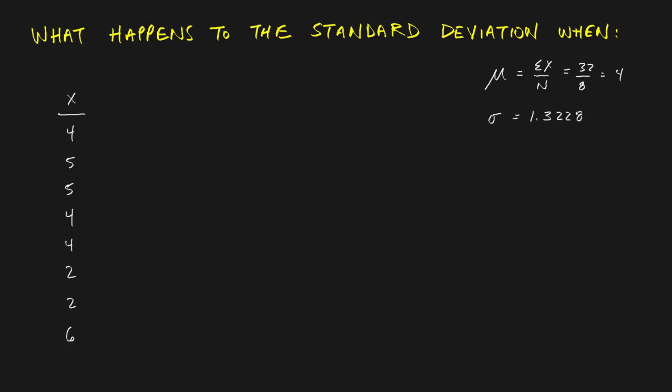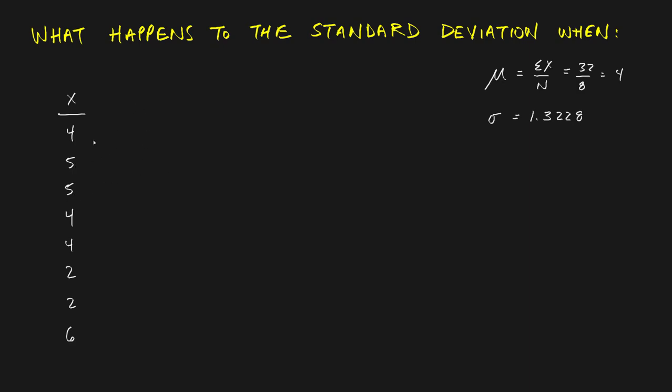I'll link here to the last video where I worked all of this out if you want to see that. But what I want to show you is what happens to my data, or what happens to my variation as I measure it here with the standard deviation. So what happens to this 1.3228 if I make a change to all of my data at once? The sort of thing that would happen if you just add 5 to all of these values, or multiply all of these values by 3, something like that. So you're changing them all in the same way.